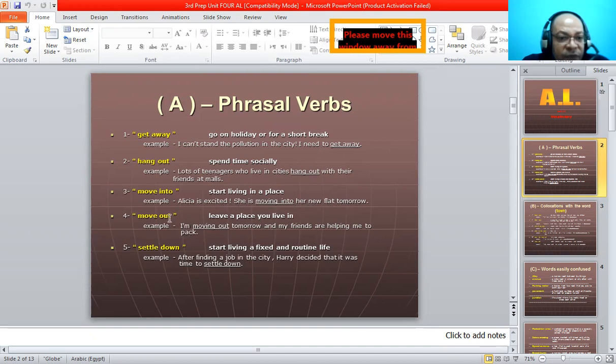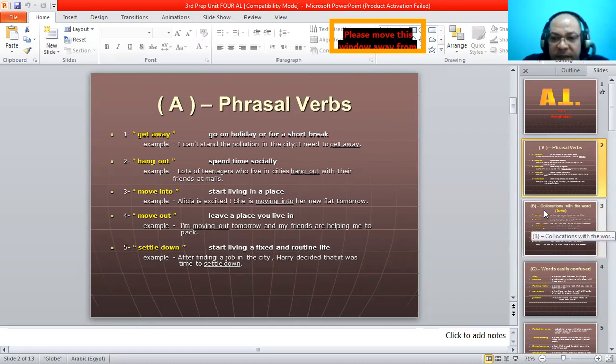Number four, move out. Leave a place you live in. Example, I am moving out tomorrow and my friends are helping me to pack. بيساعدوني إن أنا أوضب شنطي, so I'm leaving a place. Settle down. Start living a fixed and routine life, especially after being married. Example, after finding a job in the city, Harry decided that it was time to settle down.